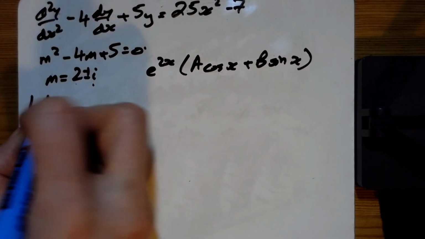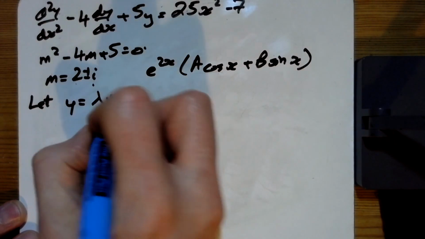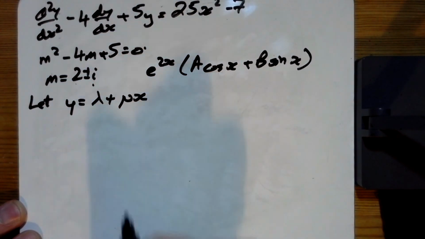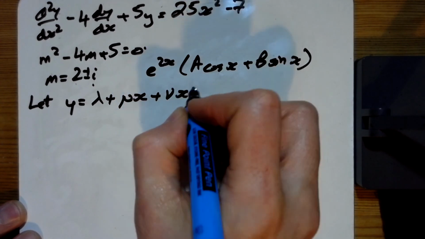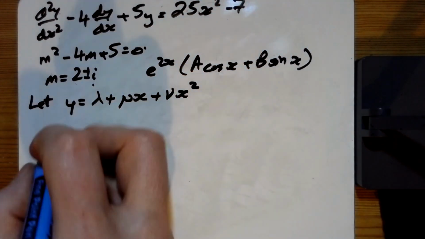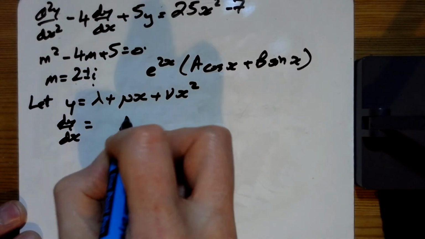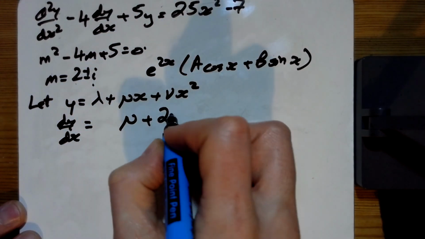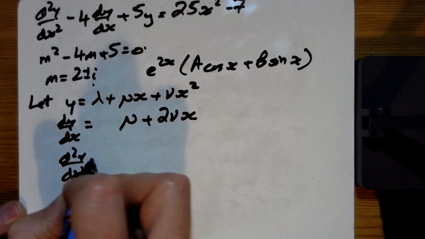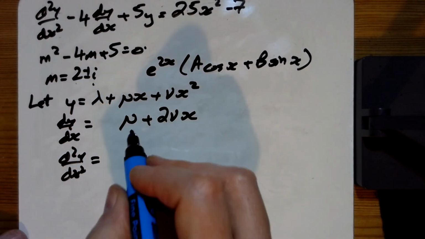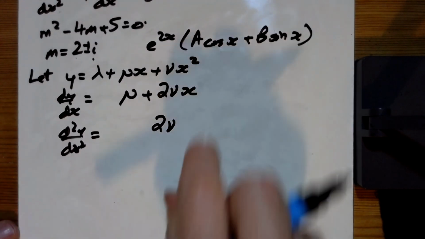Now, for the other part, we've not done this one before. We let y equal not just lambda for a number, not just lambda plus mu x for a linear one, but we also need a nu x squared as well, because we have an x squared on the end here. We need to differentiate that. So the lambda disappears, the mu goes there, and we get 2 nu x. And we differentiate again, and now the mu disappears, and we just have 2 nu at the end there.